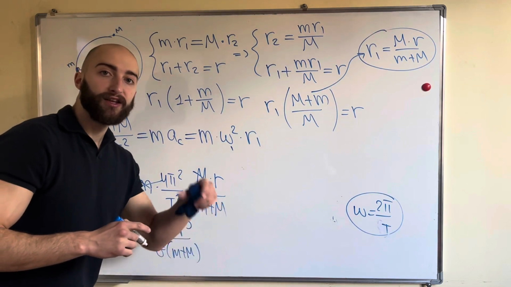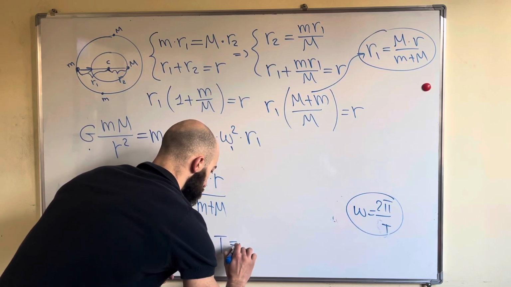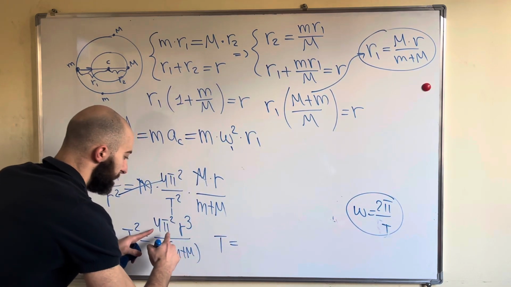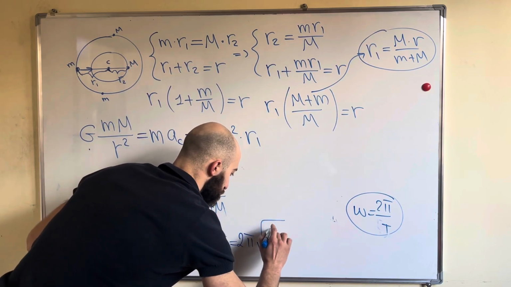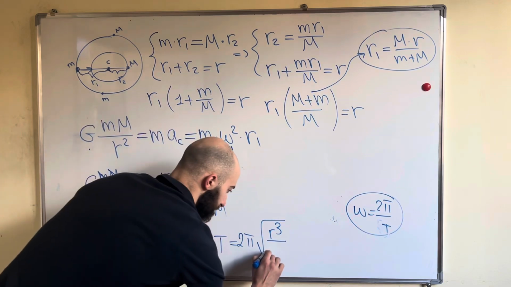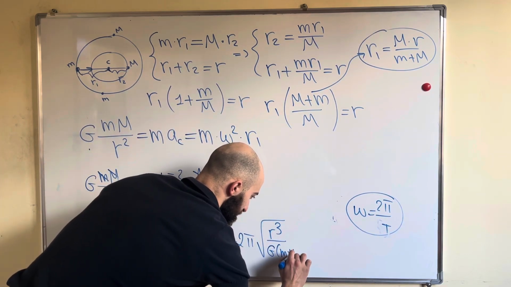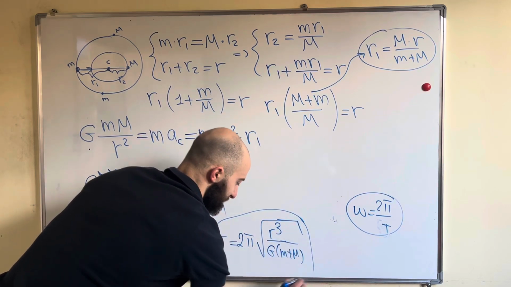And what will be the final result? We have to take the square root of both sides. From 4 pi squared, 2 pi will come out. In the square root, we will have R cubed divided by G times (M plus m). This is the final result.